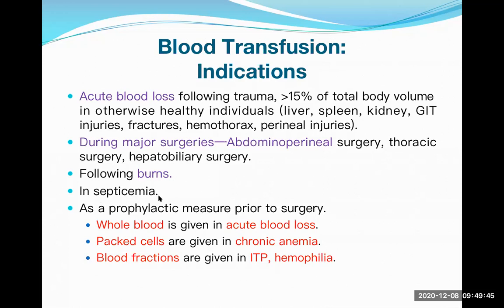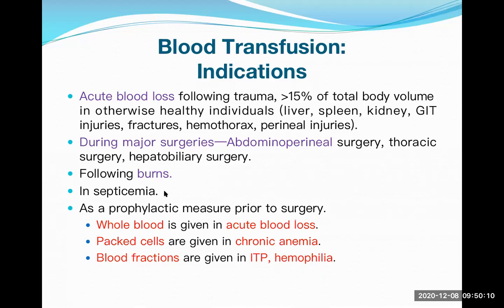So, what type of blood do you give in DIC? Anybody? What is given in DIC treatment? You give blood transfusion, but which type of blood? Plasma. Yes, say it again. Frozen plasma. Exactly, fresh frozen plasma. Very good, fresh frozen plasma.